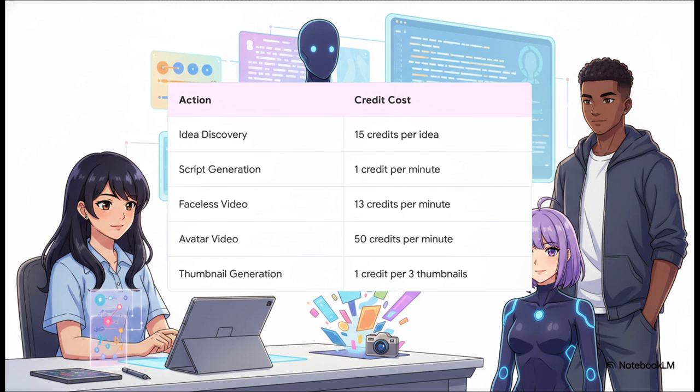And of course, we gotta talk about how you pay for all this. It's a credit-based system. As you can see, different things cost different amounts of credits. Making those avatar videos, for example, is the priciest action. And here's the really crucial part. According to their site, those credits don't roll over. You use them or you lose them each month.